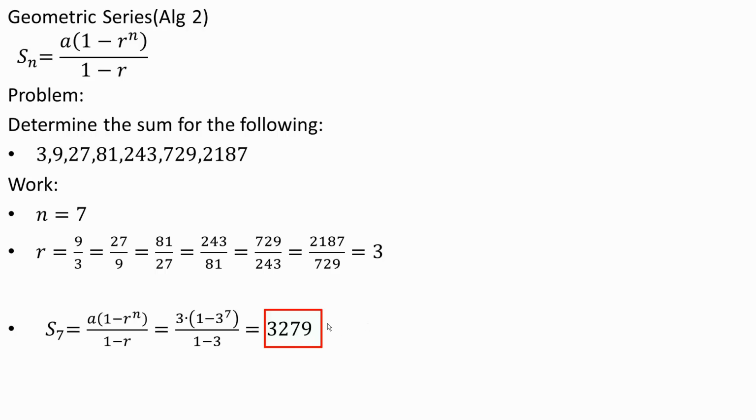Likewise, if you want to verify it, just use a calculator and do 3 plus 9 plus 27 plus 81, 243, 729 and 2,187, and you'll also get 3,279. And that's all we need to do for this type of problem.